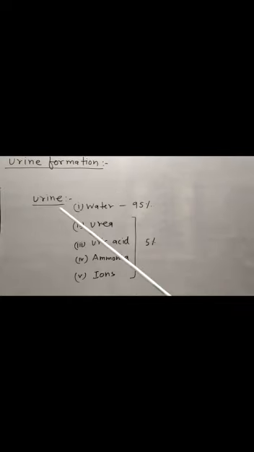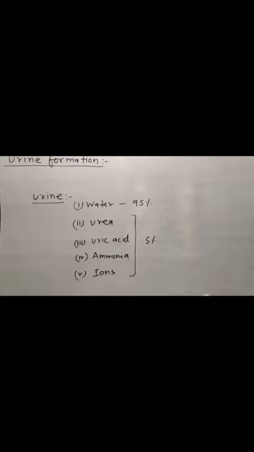Now this is the composition of urine. 95% water is present in urine, and 5% is the rest of the things like urea, the major waste material, uric acid, ammonia and so many ions: calcium ion, potassium ion, sodium ions and other ions. Around 180 liters of blood is filtered through the kidneys, and in a day around 1 to 1.5 liters of urine is formed. This is the complete process of urine formation.